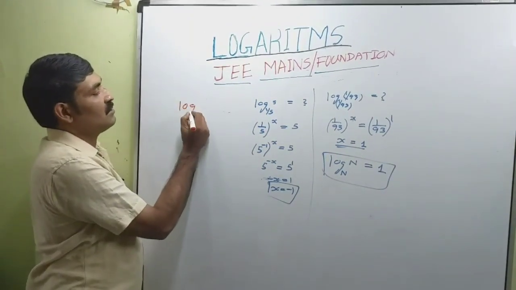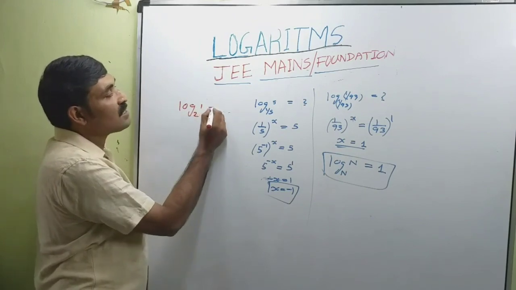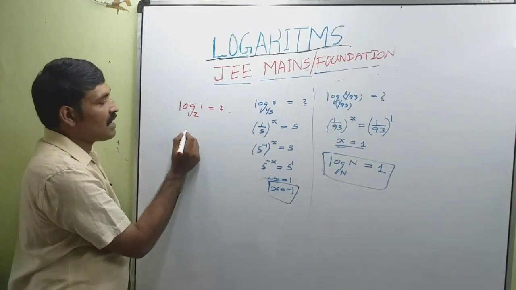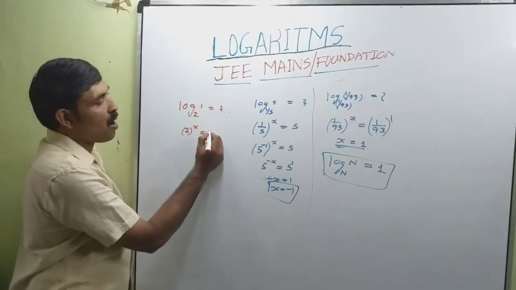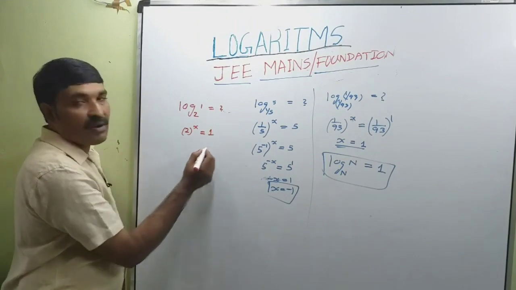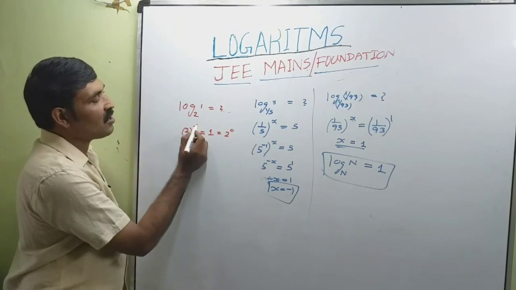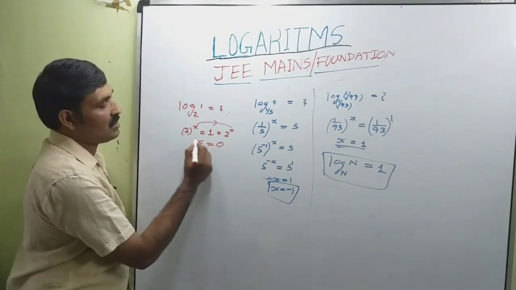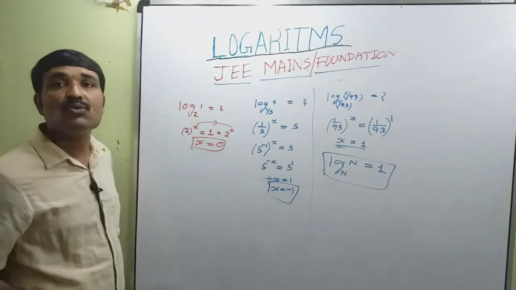Log of 1 to the base 2 is equal to what? Okay, we can write this in exponential form as 2 raised to x is equal to 1. That means 1 is equal to 2 raised to 0. Now comparing the powers, x is equal to 0. Okay, so log of 1 to the base 2 is 0.